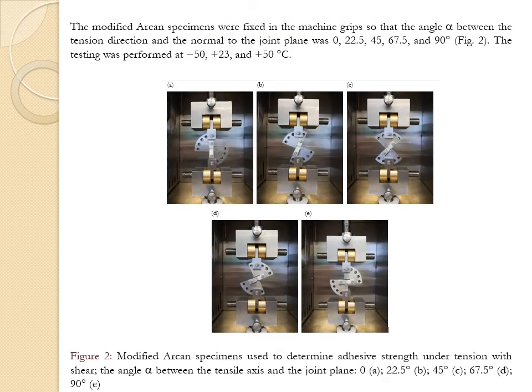The modified Arcan specimens were fixed in the machine grips so that the angle between the tension direction and the normal to the joint plane was 0, 22.5, 45, 67.5, and 90 degrees. Picture 2. Separation under the action of normal tensile stresses was implemented at angle equals 0. The shear stress state caused by the action of tangential stresses was implemented at angle equals 90 degrees. And the complex tension plus shear stress state was implemented at intermediate values of the angle.